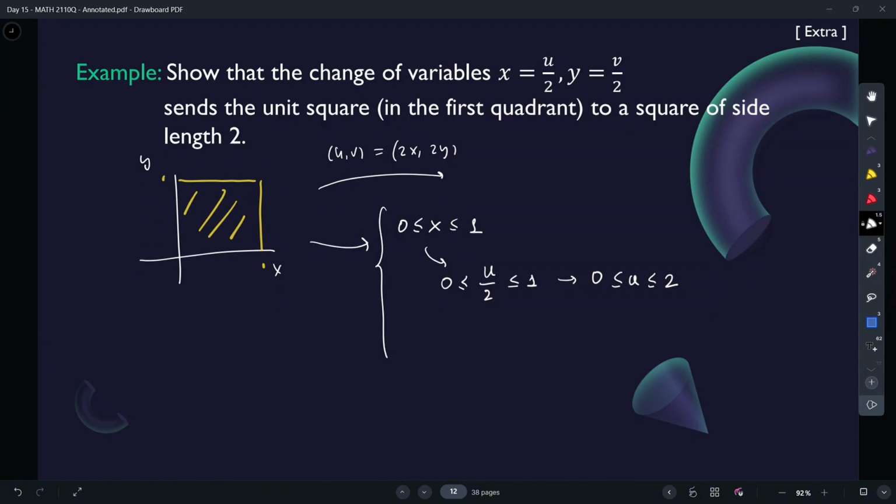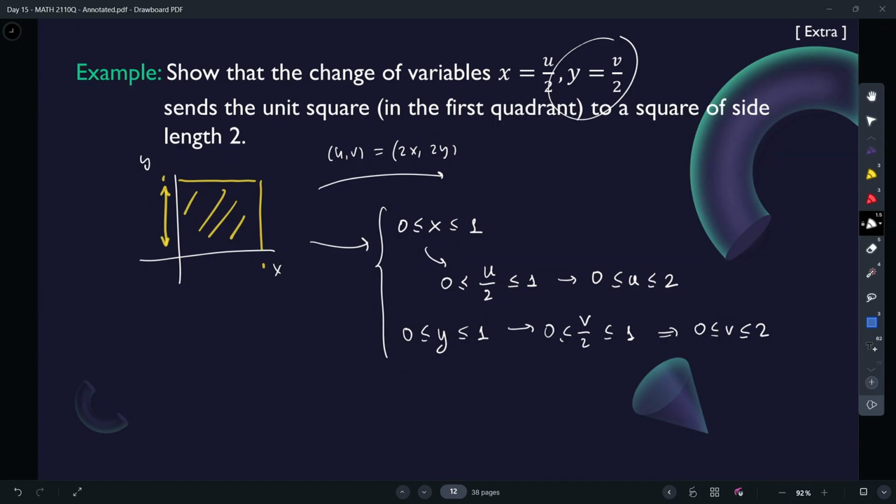And similarly, y is between 0 and 1. You can see it here, because it's a unit square. And that tells me that v divided by 2 is between 0 and 1. And that implies that v is between 0 and 2. Okay?